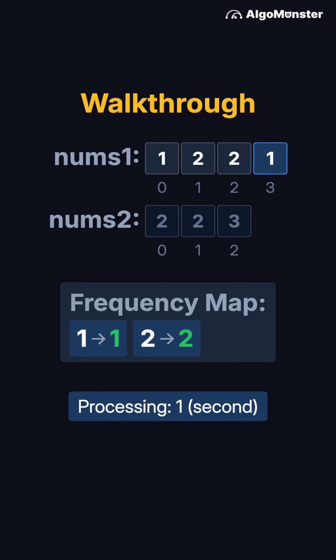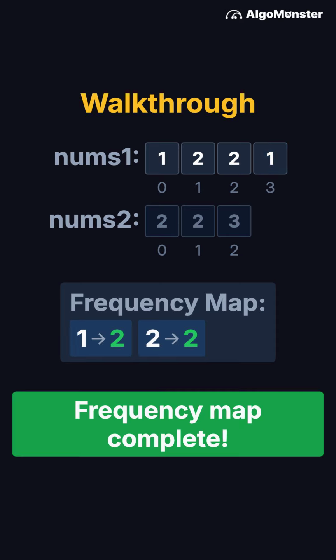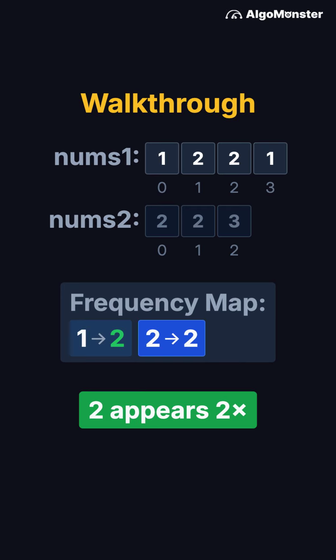Process the second 1. 1 is already there. Increment to 2. Map is now 1 maps to 2, 2 maps to 2. The frequency map is complete. 1 appears twice. 2 appears twice in array 1.